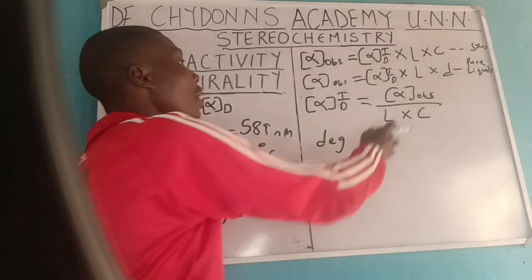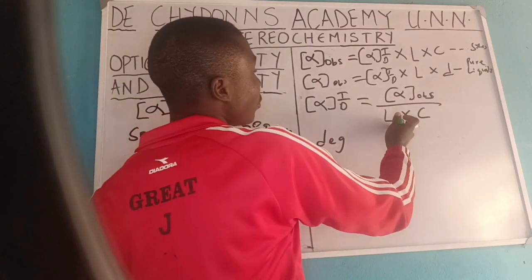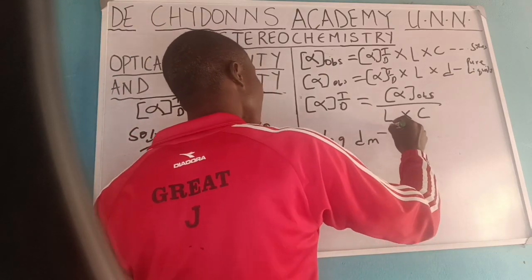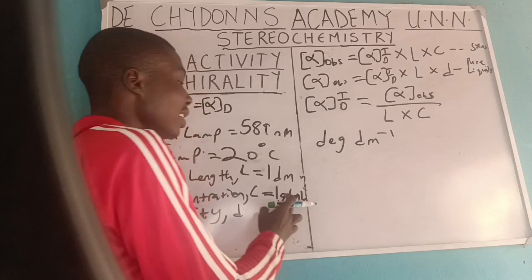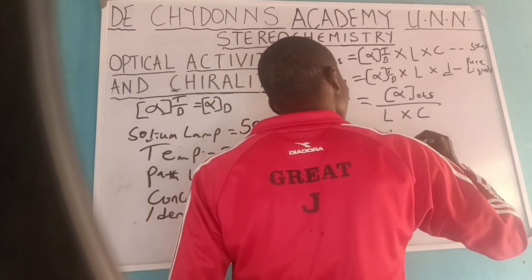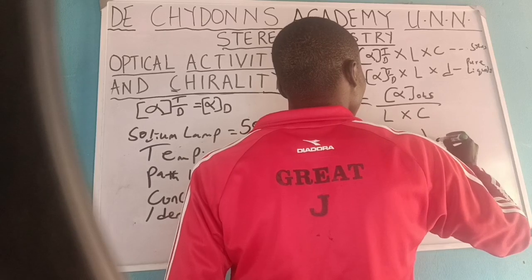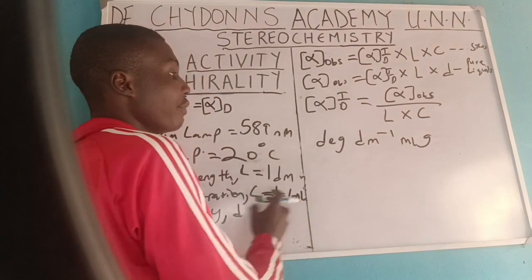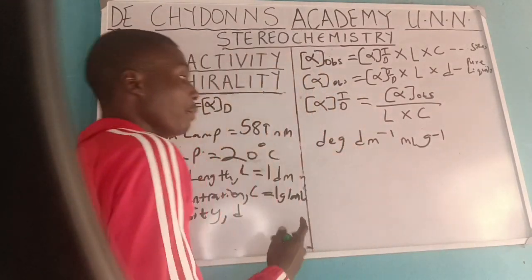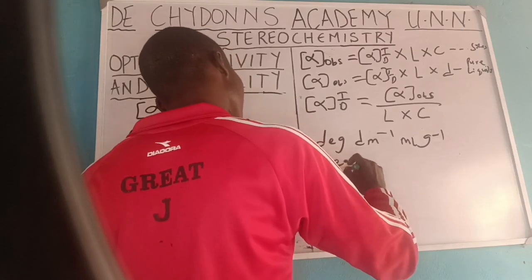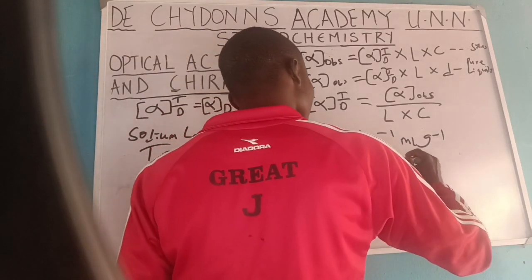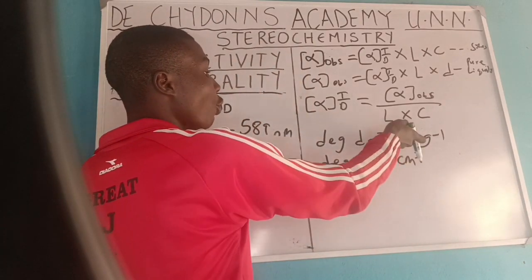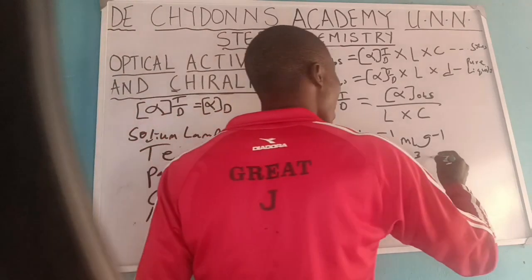Now, the path length happens to be in decimeter, dm. So we can write this as per dm, and then the concentration or the density is in gram per mil. So it's going to be mil to the power minus 1, and then when you invert it, you just have your mil, and then you have per gram, gram minus 1. You can also represent the unit as degree per dm per cm cube. Now, cm cube actually happens to be another unit for the mil. It's equivalent to mil. And then we have g minus 1.